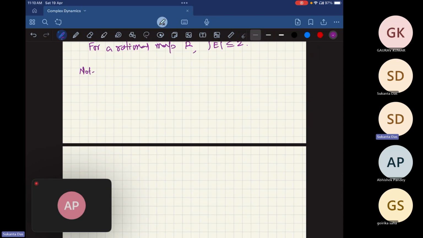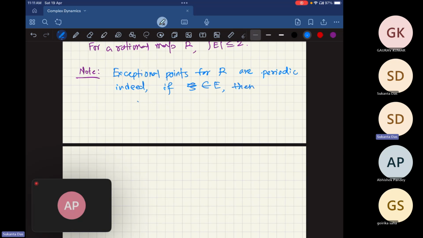Now, just some quick notes. These exceptional points for a rational map are periodic. Indeed, if xi is an exceptional point, then xi is either a fixed point or xi is a two-periodic point, nothing else.